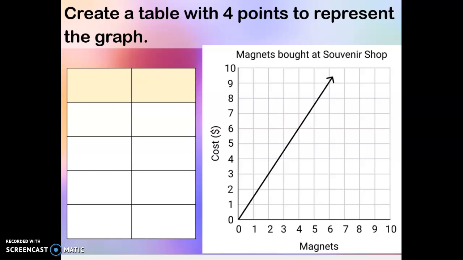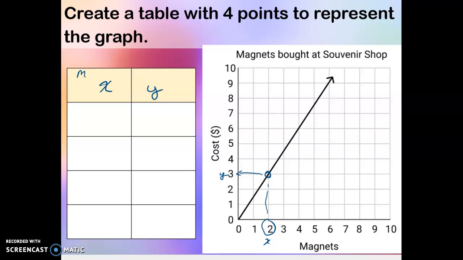Okay, create a table with 4 points to represent the graph. So we know that this is the graph here, so first we need to find a point. So we need a point, this is not here, it does not land, but here is our first where the line intersects. So your 2 is your x, and your 3 is your y. So x and then y.